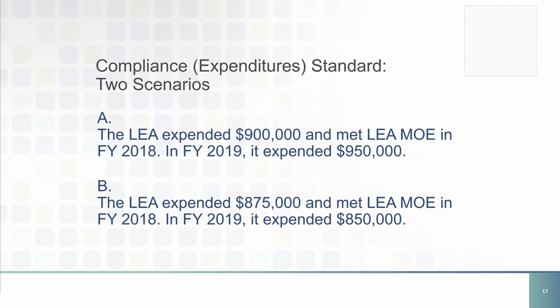Here are two scenarios of how the compliance standard applies to the state fiscal year 2020. Okay, in which example did the LEA meet the compliance standard? Answer is A, because the LEA expended more, $950,000 in 2019, than it expended in the preceding year, $900,000 in 2018. Why didn't the LEA meet the compliance standard in scenario B? Because the LEA expended less, $850,000 in 2019, than it expended in the preceding year of $875,000 in 2018.